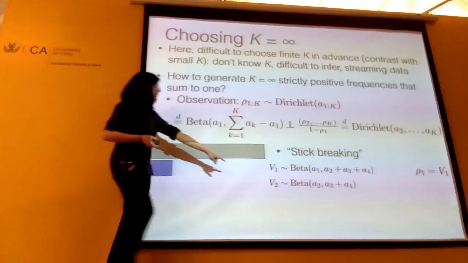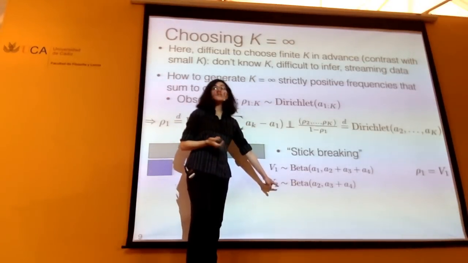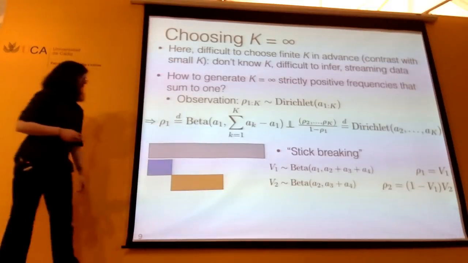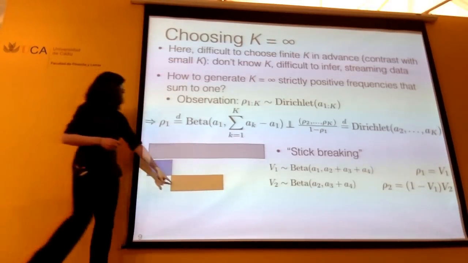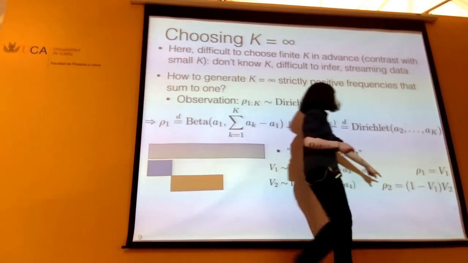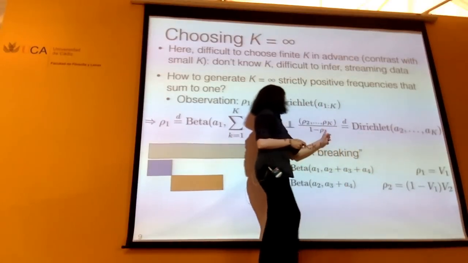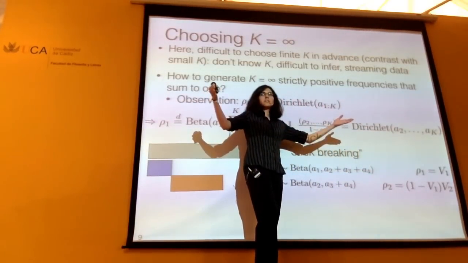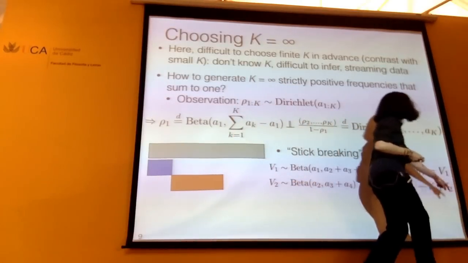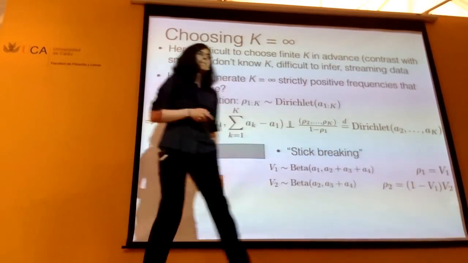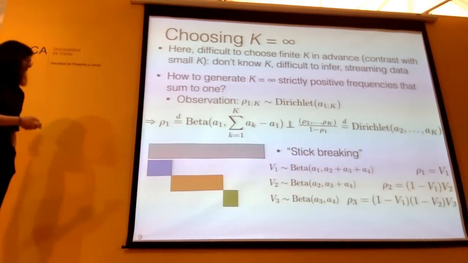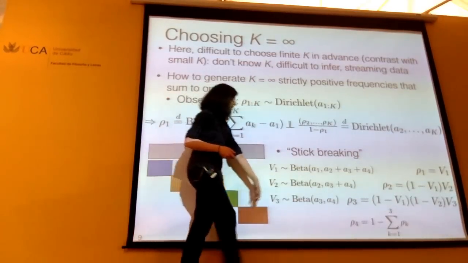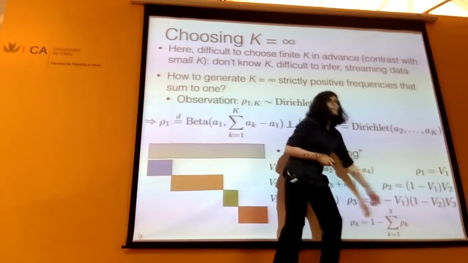I'm going to break off another proportion of what's my new Dirichlet distribution. So then I know that my rho 2 is equal to 1 minus v1. That comes from this renormalization so that everything went on the unit interval, times the proportion that I broke off this time. And I can do this again, break off another proportion of what remains, and then finally I'll just set the final mass to be 1 minus everything else.